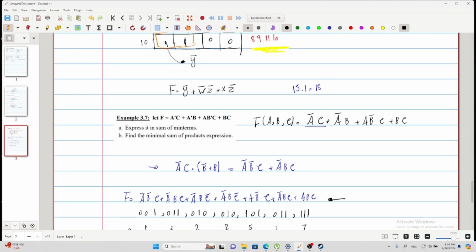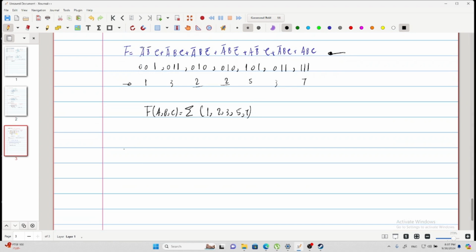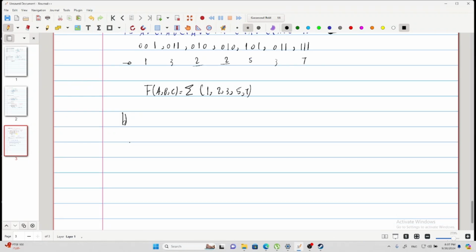Find the minimum sum of products expression. Now here, b, what we need to use. So this was just a. Now let's do it for b. So here we're going to use the K-maps. So first let's draw it. We have 3 variables, so let's draw the K-maps for 3 variables.